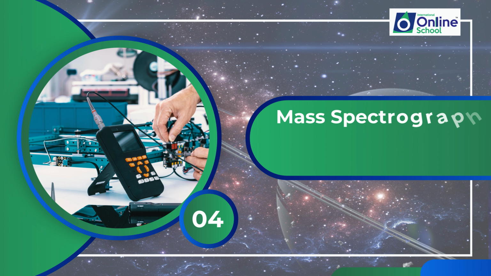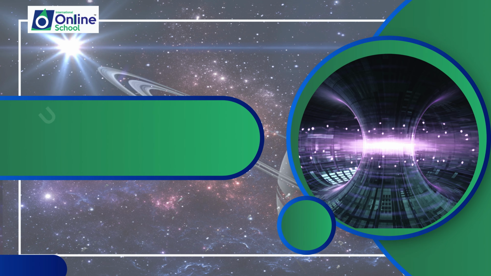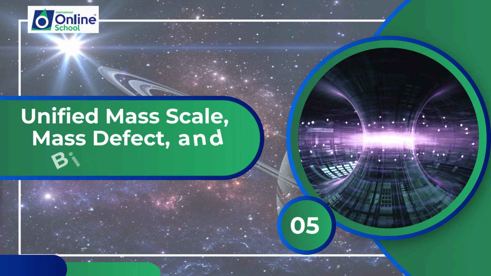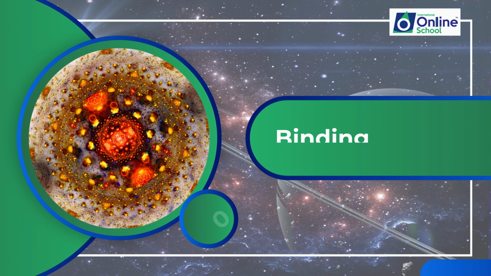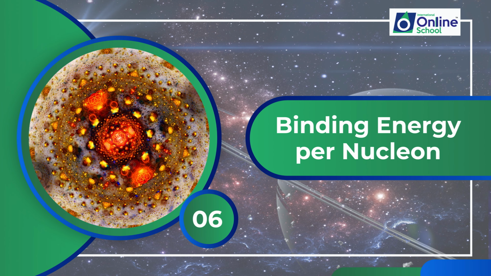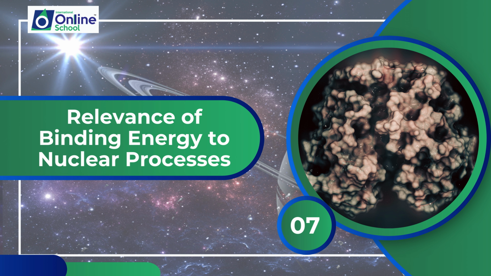In the next lesson, students will explain the use of a mass spectrograph to demonstrate the existence of isotopes and measure their relative abundance. Students will define the terms unified mass scale, mass defect, and calculate binding energy using Einstein's equation. In the next lesson, students will illustrate graphically the variation of binding energy per nucleon with the mass number. Students will explain the relevance of binding energy per nucleon to nuclear fusion and nuclear fission.